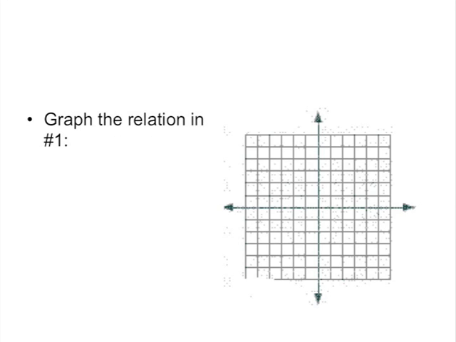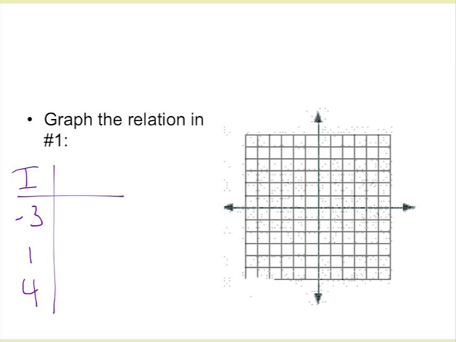This problem asks us to graph the relation that was in problem 1. To do that, what we want to do is think of each arrow as creating an ordered pair. So I'm going to kind of redraw what we had there. We had inputs of -3, 1, and 4, which map to outputs of 3. 1 gave two different outputs, -2 and 1, and 4 gave an output of 4.